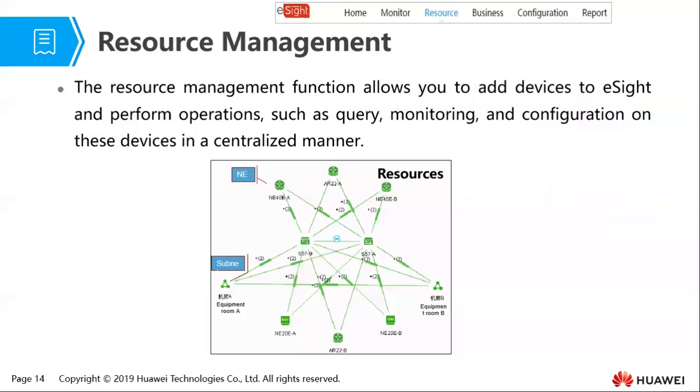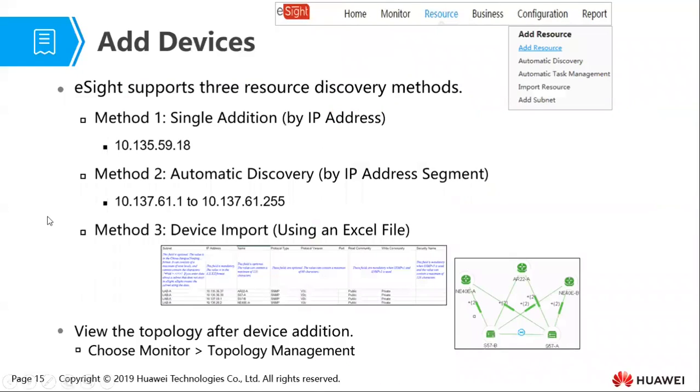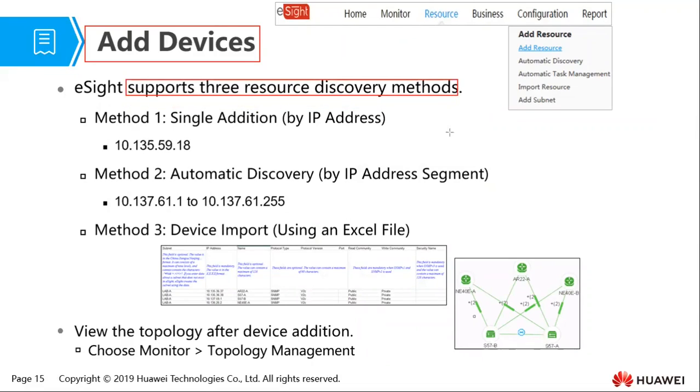Okay. So under resource management, we've said that one of the first things you have to do is to add devices so that you can be able to perform several operations on them. Now, eSight supports 3 different ways in which you can add devices. The first one is known as single addition. In the single addition, you add each device by specifying its IP address. So we're going to look into that.